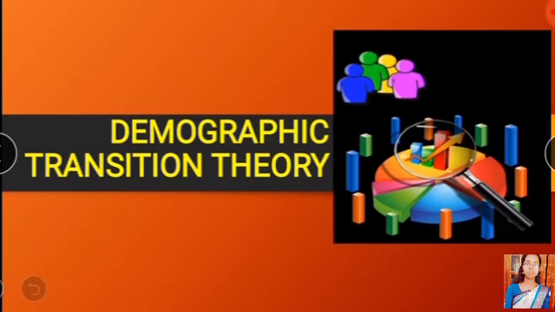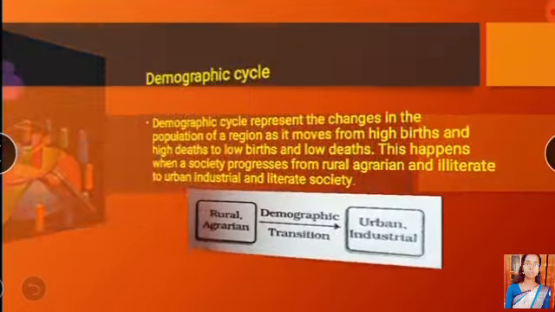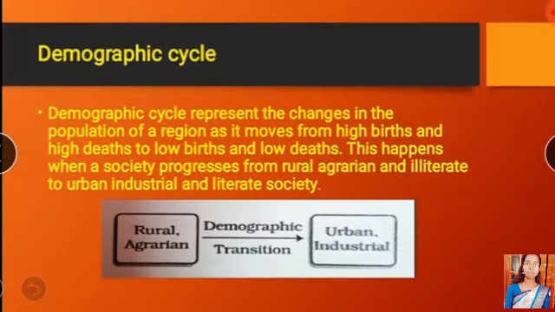First, we have to understand a topic related to demographic transition theory, that is the demographic cycle. What is demographic cycle? It represents the changes in the population of a region as it moves from high births and deaths to low births and deaths.